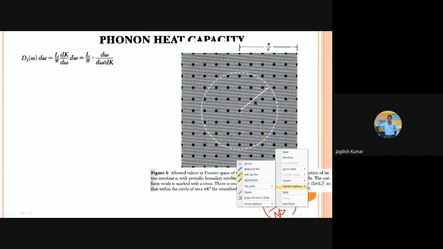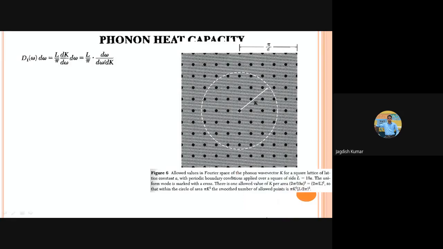Okay. And similarly, if we have to find out the total number of states, then what we have to do is multiply the area per state into the area of the full Brillouin zone. Let me write it shortly. The area of the full Brillouin zone will give you the total number of states in the Brillouin zone. So that is how we can find out the total number of states N.